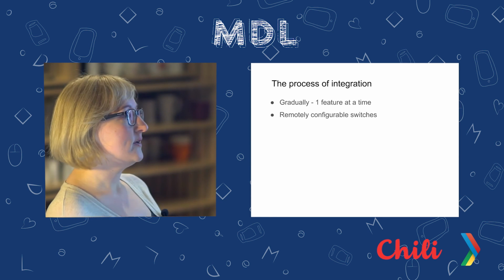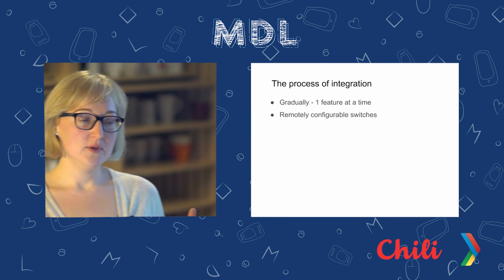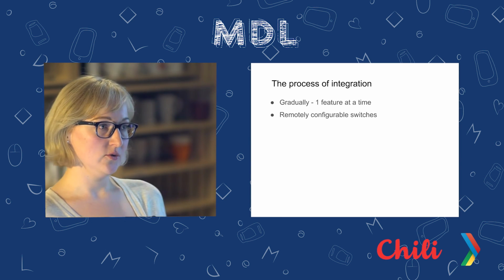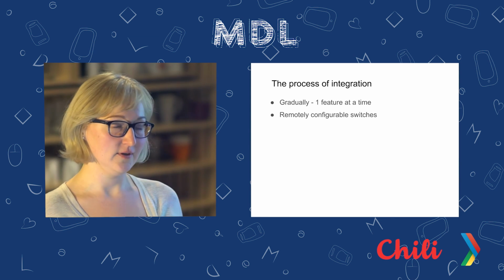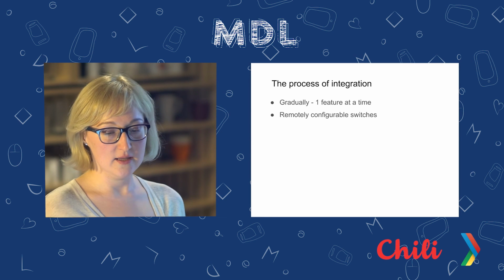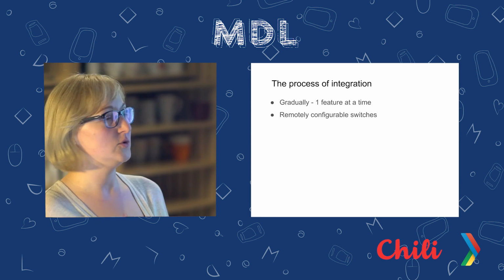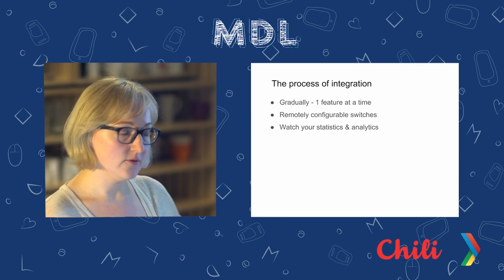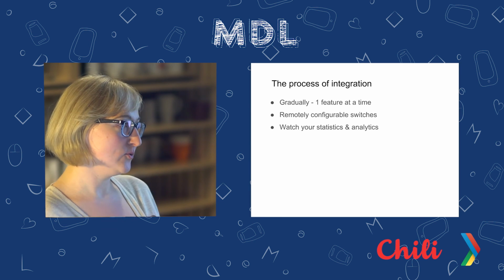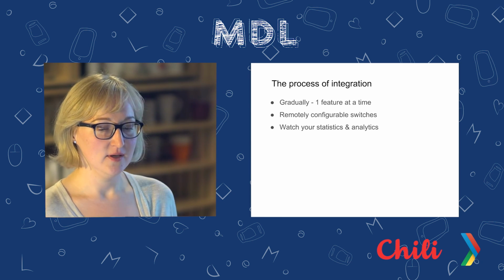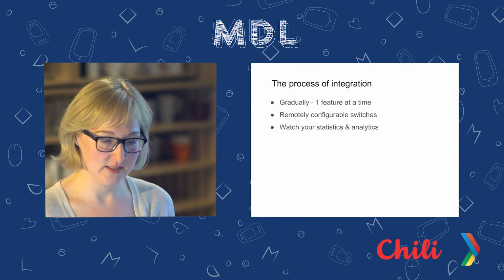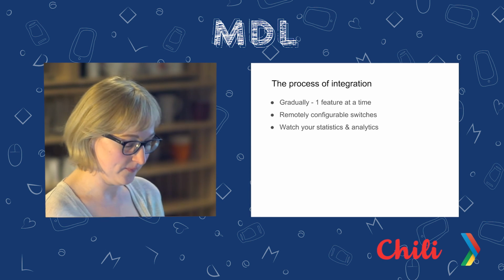Now, we used remotely configurable switches in order to keep the old implementation and the new implementation, so that we would be able to remotely turn on the new implementation, check if everything was working correctly and whether there were any crashes, and then if something went wrong, we would switch back to the old implementation. And lastly, we were watching our statistics and analytics in order to see whether everything was fine. I mean, we always do that, but in this case, we had to look for specific things and check whether the new implementation works fine.